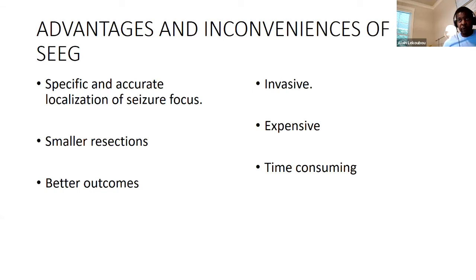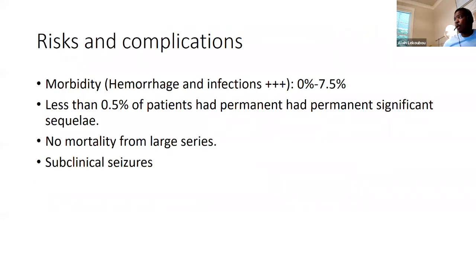There are risks with stereo EEG. The major risks are infection and hemorrhage, but this is very rare. In my personal practice, I've seen one out of maybe 50 cases when I was a fellow, and I've not seen any here. So between 0% and 7.5% of patients will have a small brain bleed along the axis where they put the depth electrodes.